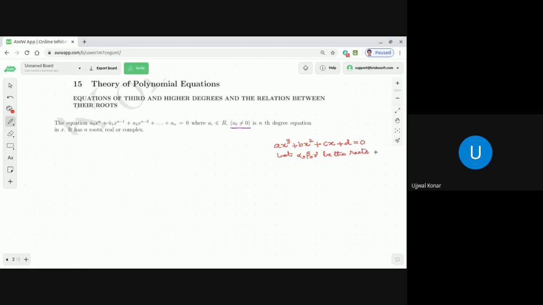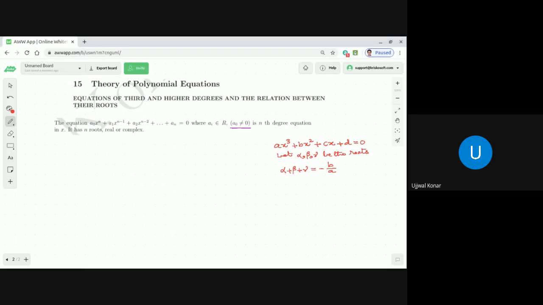Let alpha, beta, gamma be the roots. Then, dear students, what are we going to have? Alpha plus beta plus gamma should be equal to minus the coefficient of x^2 by the coefficient of x^3, that is minus b by a.